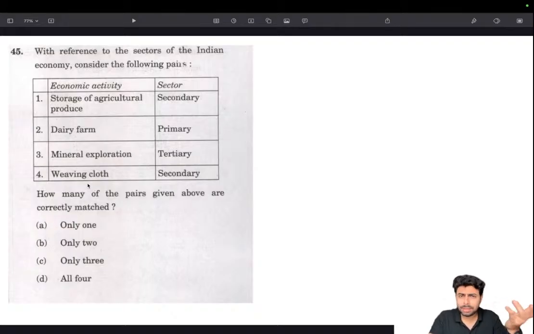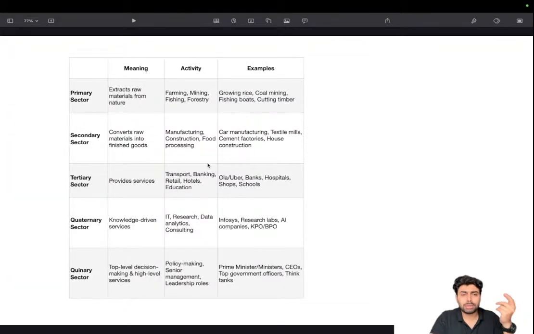Tertiary sector means the service sector, where the actual exchange of services takes place. Cab services, providing assistance, all sorts of services. Then there is the quaternary sector and the quinary sector. I have made a chart of that, so you can refer to it and understand it well. This is the primary sector: extract raw material from nature, like I said. Farming, mining, fishing and forestry.